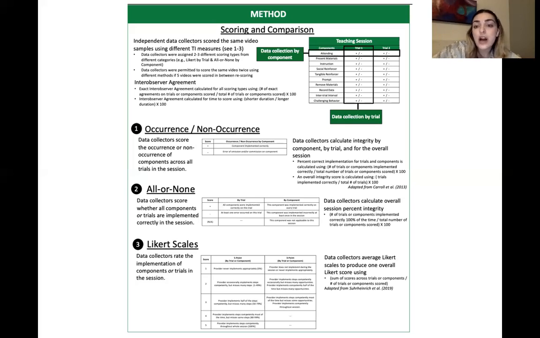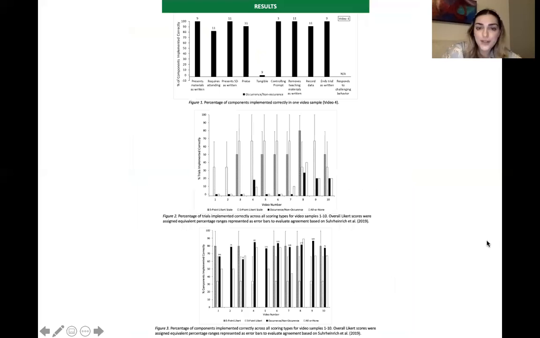This project is currently ongoing, but these panels show some of the results we have so far. Figure 1 shows the breakdown of one of the video samples by component using occurrence non-occurrence data collection. Components are on the x-axis and percentage of correct implementation is on the y. We see that most errors occurred during the tangible delivery component, with all other components at above 70% correct implementation or greater. Figures 2 and 3 show all scoring types compared by trial or component.